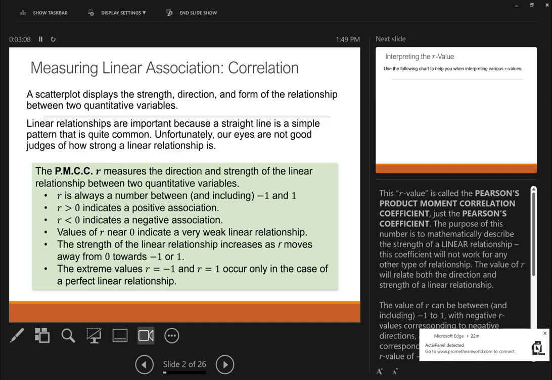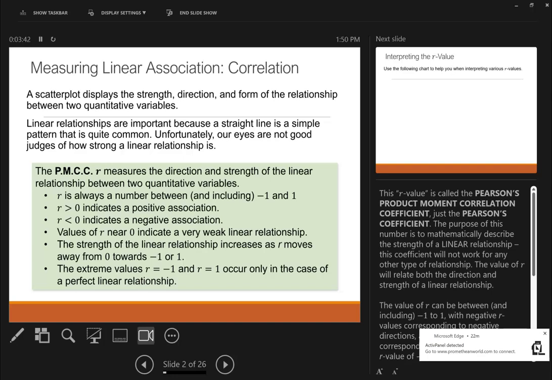The strength of the linear relationship increases as r moves away from 0. So the closer you get to 1 or -1, the more and more linear your data is getting. And the extreme values, -1 and +1, are possible. What that means is there is a perfect linear relationship for your data set, meaning that every point in your data set would be a point on the exact same line.